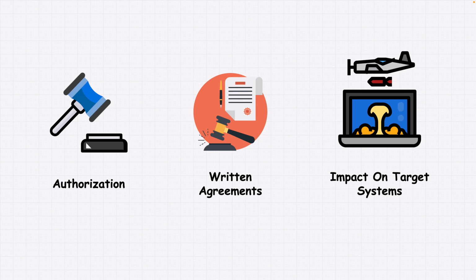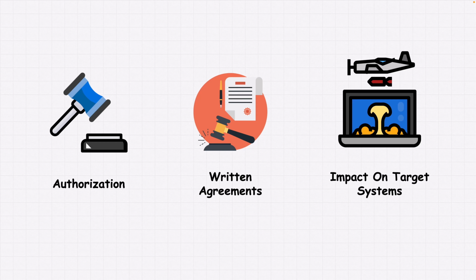Now, when it comes to written agreements, penetration tests and vulnerability scans must always be carried out with clear written consent from the system owner. This ensures that you're authorized to test and scan their systems and have a clear scope of what you are allowed to scan. Unauthorized scanning can result in legal consequences, including fines or even jail time.